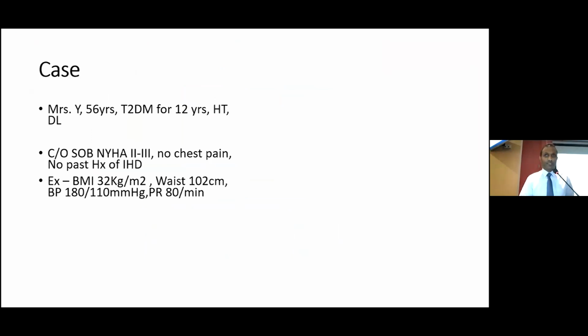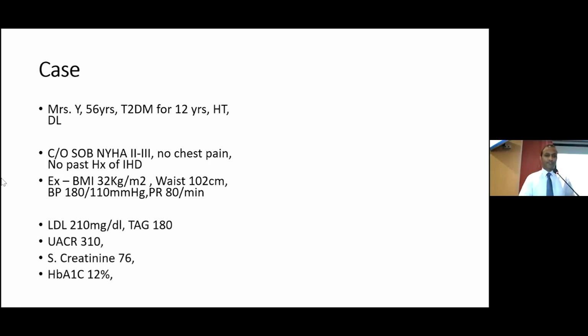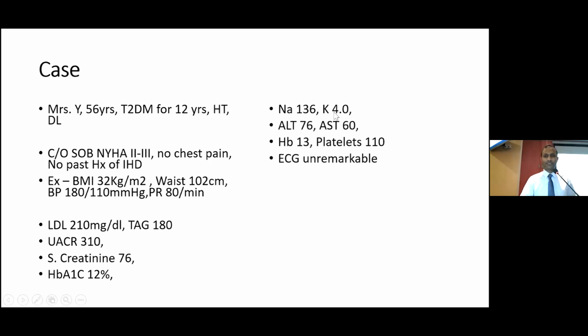Right. So you'll move to the third case. This is a 56-year-old patient with type 2 diabetes mellitus for 12 years, hypertension, dyslipidemia, shortness of breath class 2 to 3 with no chest pain or ischemic heart disease. The patient has a higher BMI and high waist circumference with hypertension and normal heart rate. This patient's LDL is 210, triglyceride is elevated, urine ACR is higher, macroproteinuria is there, creatinine normal with high HbA1c level.